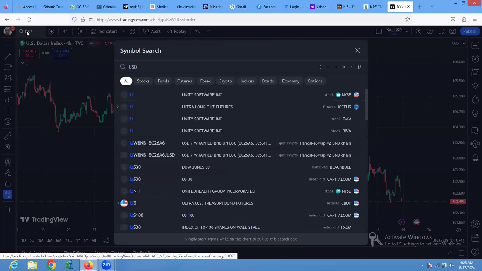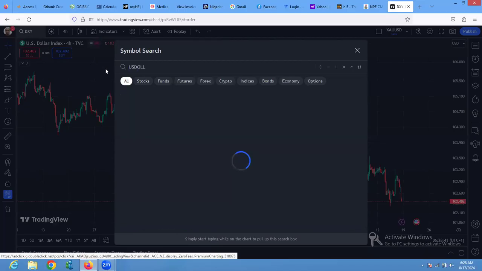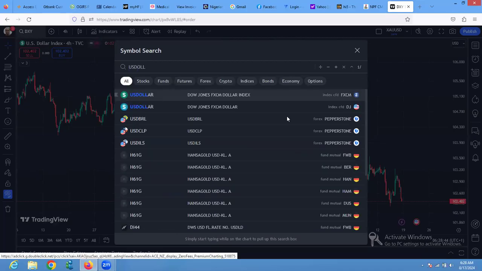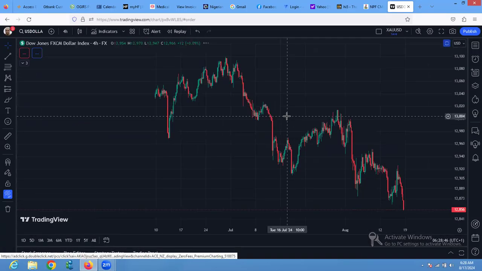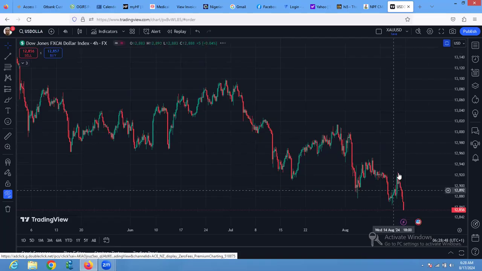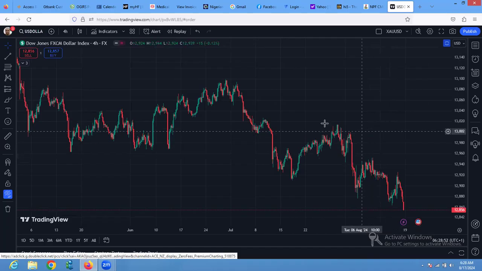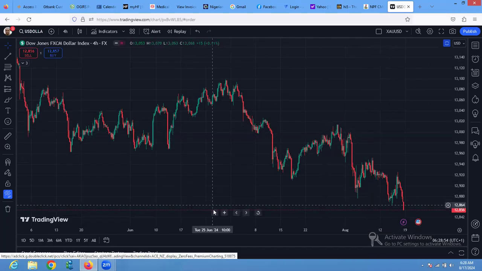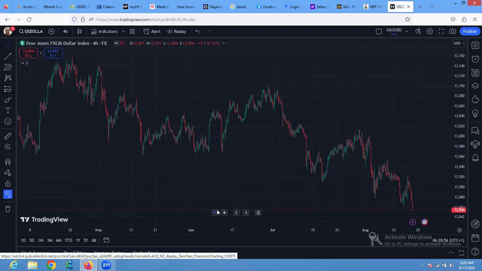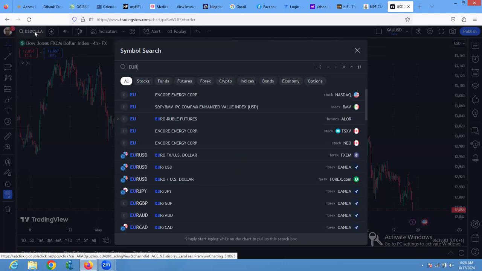DXY may not have broken to the downside, but the US dollar index had broken to the downside. So we are seeing it's more shallow and had broken to the downside. So the momentum has shifted and the dollar is dropping. With that said, let's see what we can have in the coming week on euro dollar.